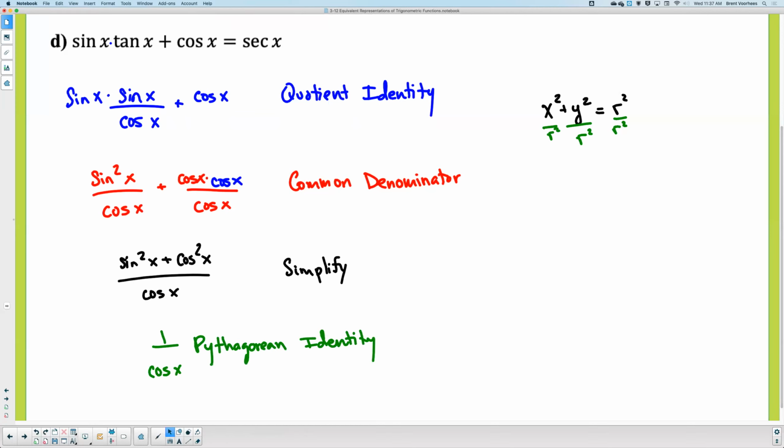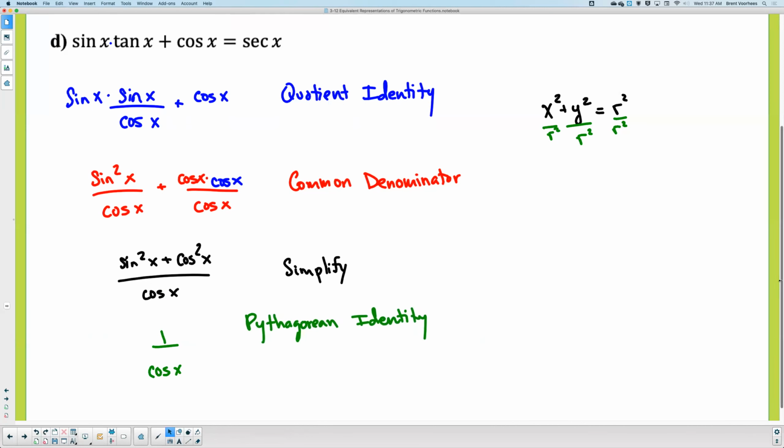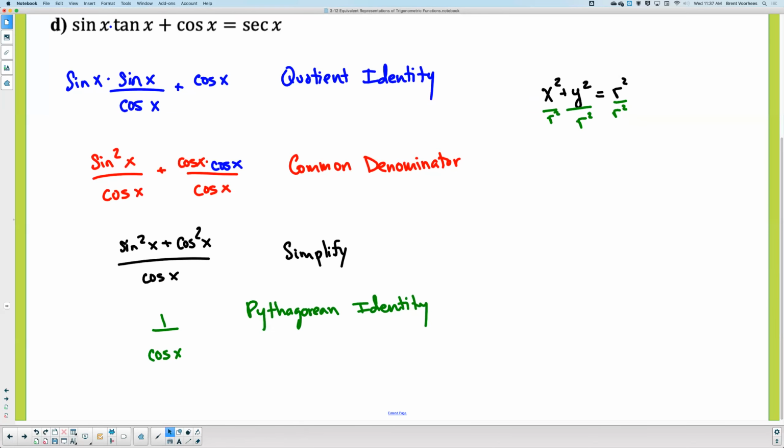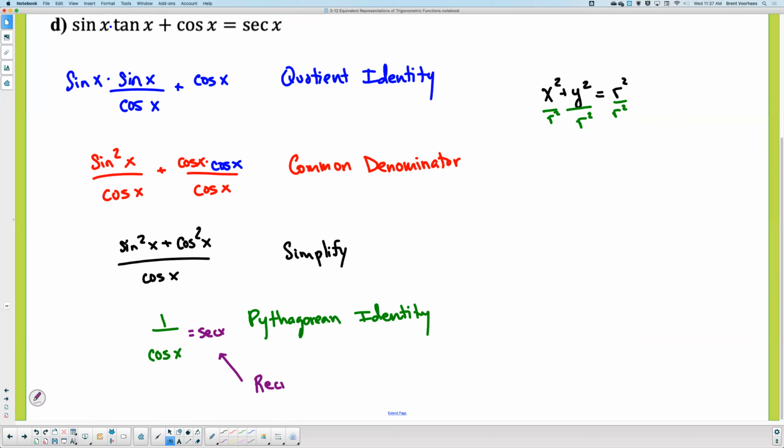Actually, I'm going to put this Pythagorean on this side. No, I'll leave it right there. That's the Pythagorean identity, but we now have our answer because that's going to equal secant x, and that right there is called the, what's the identity there? Reciprocal identity. And we're done. So I'll put the check mark there.